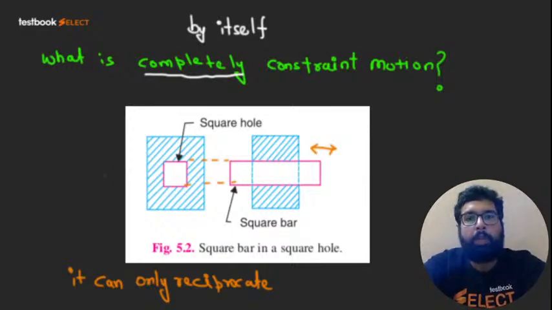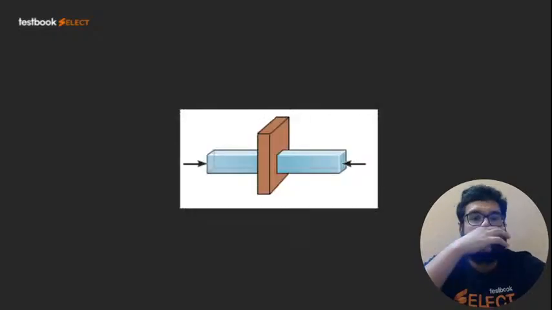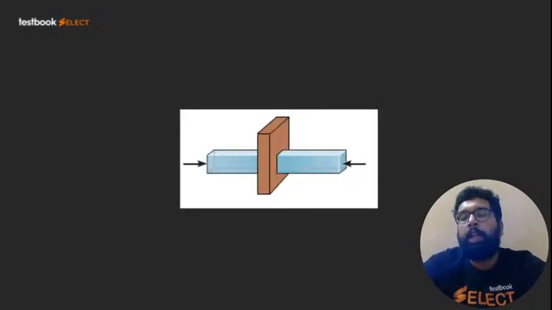So if you are not able to understand it, I will do this. Now this is the image I pasted in 3D. Now you please tell me, my dear, Vishnu, what do you feel this square bar is doing inside the hole? It can reciprocate only, right? It can reciprocate only. Alright.